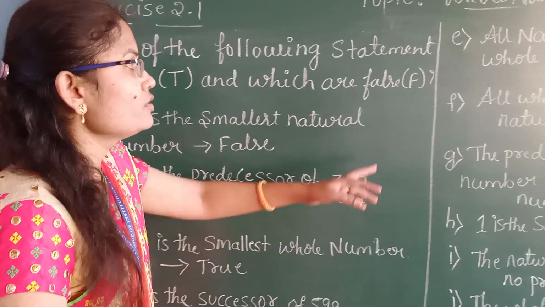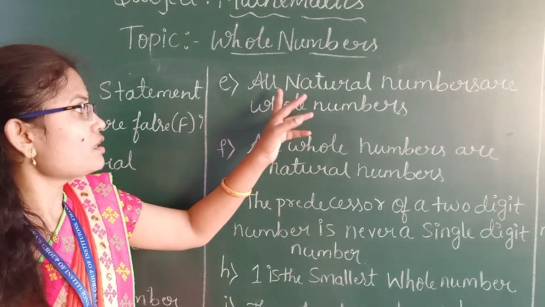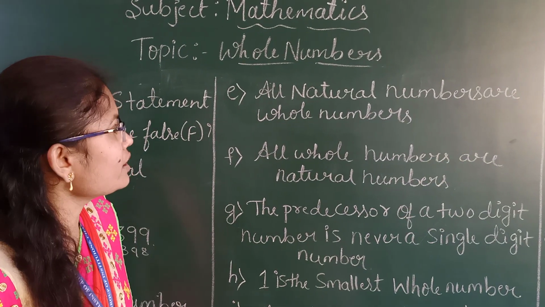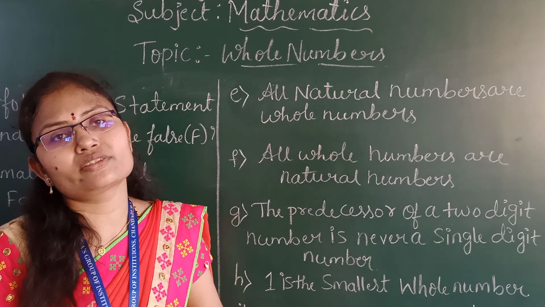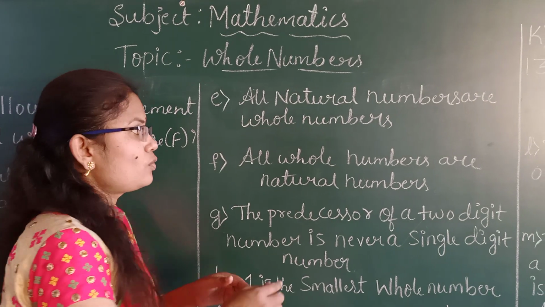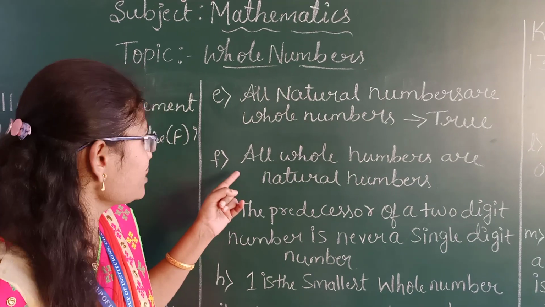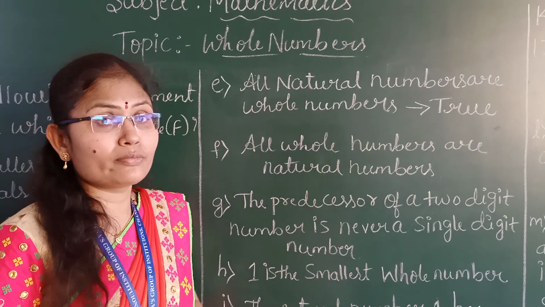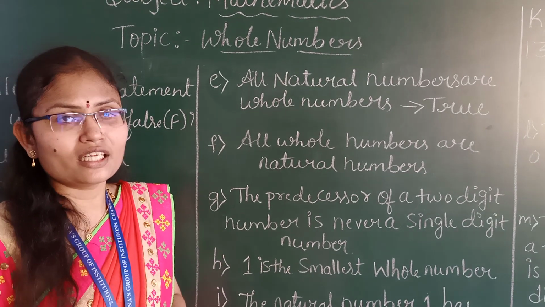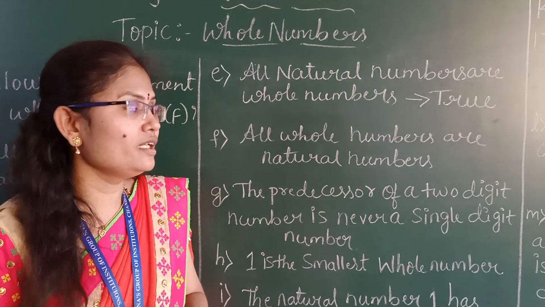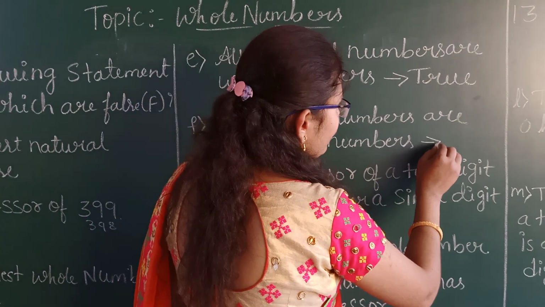Next we move on to statement E. All natural numbers are whole numbers. Yes, all the natural numbers are whole numbers. It is true. Next we will move on to statement F. All whole numbers are natural numbers. Is it correct? No, it is false. Why? Because 0 is not a natural number, but in the whole numbers 0 takes place. So all whole numbers are not natural numbers. It is false.